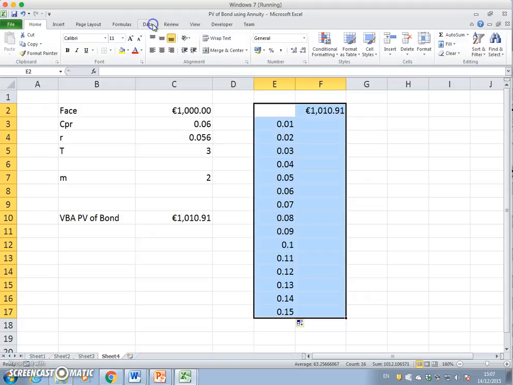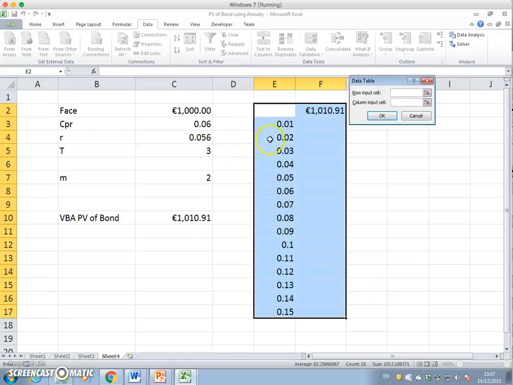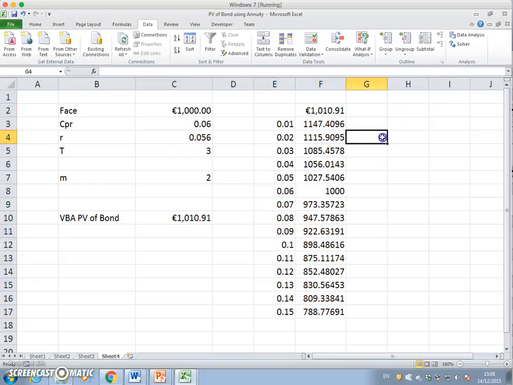Okay, so let's go to data, what if analysis, data table. It's a column we're using, so we use the column. And what in the original inputs do we use that we want to change? It's the cell reference to the discount rate. We hit OK, the bond price recalculates. We could verify if we put in 0.056 here. Notice that the value of the bond corresponds to the value of the bond here. So these two are the same. Let's change that back to 0.5.